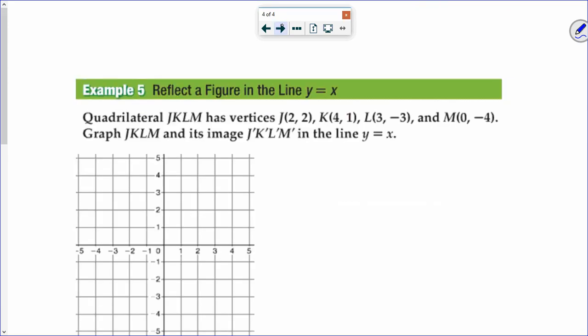Let's do this. Quadrilateral JKLM has vertices: J is at (2, 2), K is at (4, 1), L is at (3, -3), and M is at (0, -4). So this is the point J, the point K, L, and M. It's a quadrilateral.